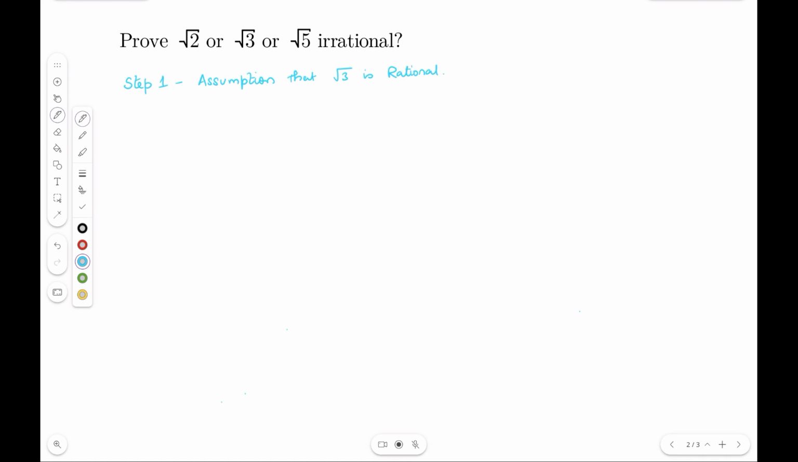If root 3 is rational, then root 3 can be written in the form a by b, where b is not equal to 0 and a and b are integers. Examples of rational numbers are 4 by 7 or 11 by 9, etc. So these are basically examples I have given.